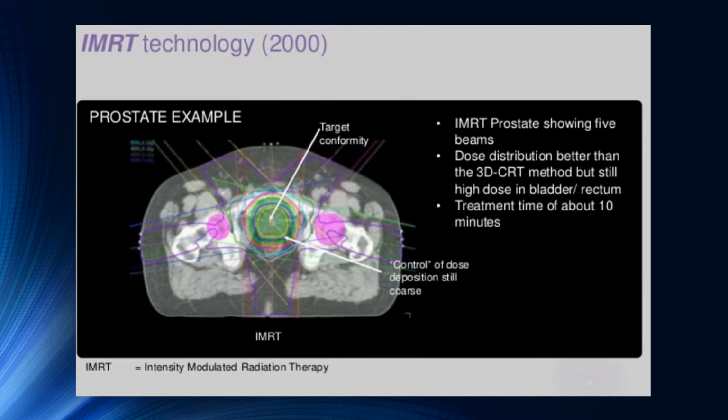This is another prostate example done using IMRT. We can see that there are 5 beam directions here. The dose distribution is clearly better than the 3D CRT method. However, there is still high dose in the bladder and rectum area, and as we know in IMRT, the treatment time is fairly long. It is 10 minutes.